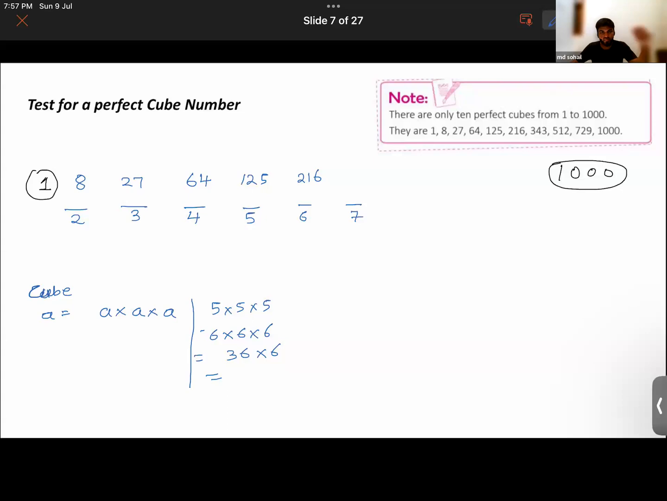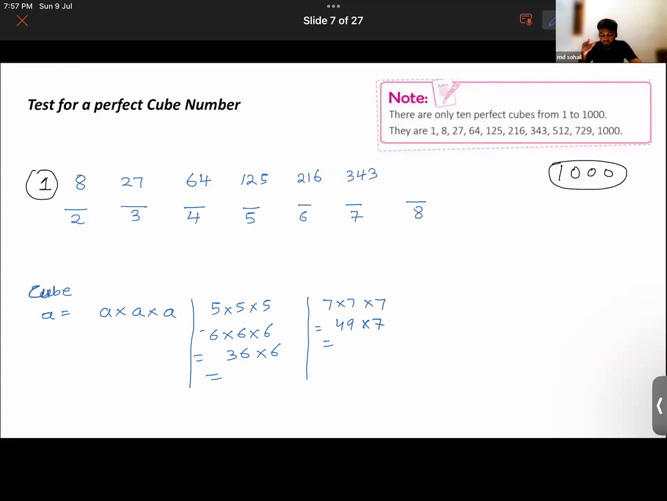Yes, Ahmed. What about 7? Have you taken a pen or paper or not? Keep a pen and paper with you. 7 multiplied 3 times is 343. Good.